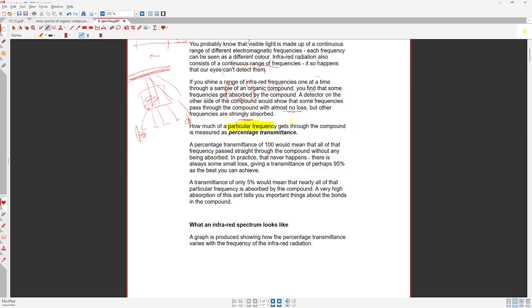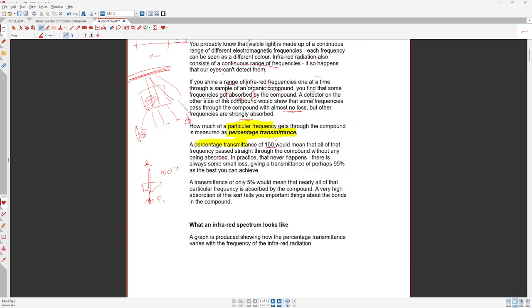So how much a particular frequency gets through the compound, or how much it doesn't, can tell you the percentage transmittance. Now, the percentage transmittance is out of 100. If you had 100%, that would mean that all of it passes through and none of it gets absorbed. So if we have the thing that shoots out frequency 1, suppose it's a 100% transmittance. So the entire thing gets transmitted through.